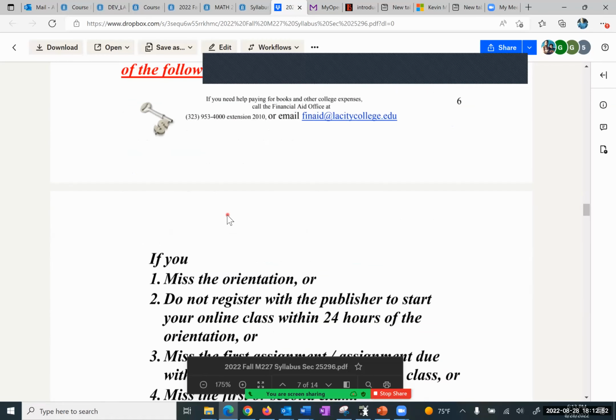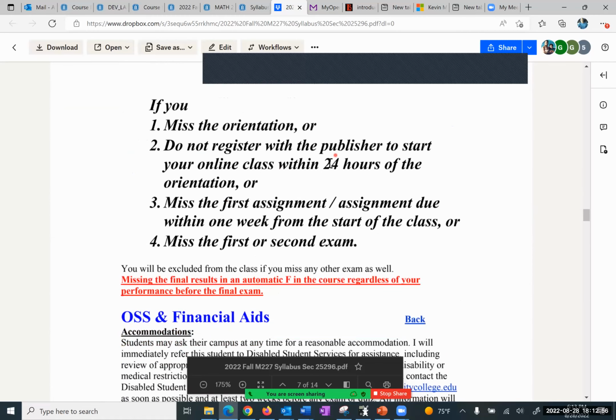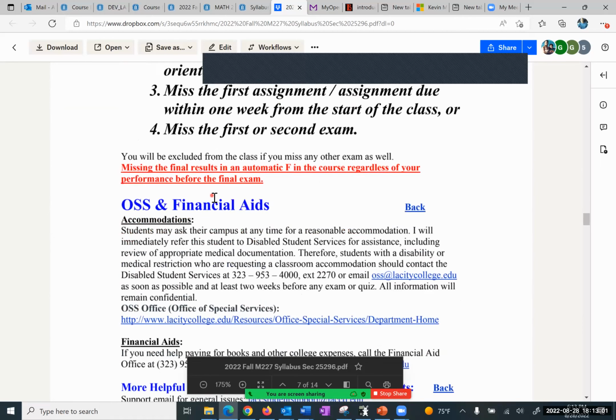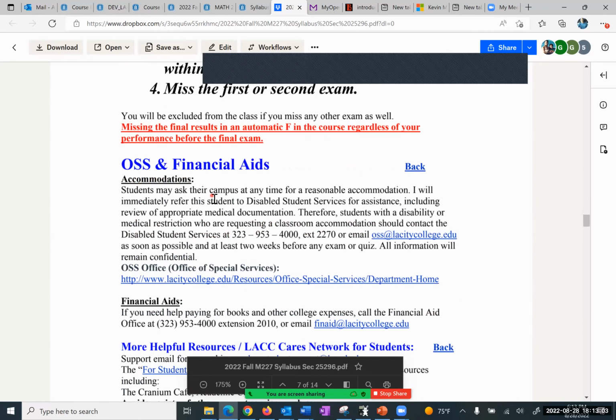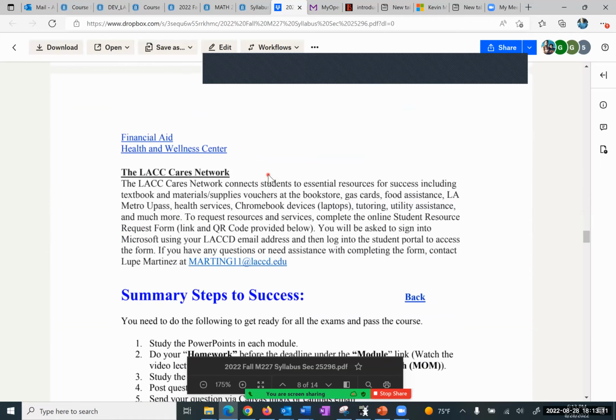Then we have the drop policy. If you miss the orientation or do not register with the publisher immediately or miss the first assignment or any of the exams, basically you will be dropped. You're already here. I think you're in good shape. And then I have information about OSS and financial aid. And there are more helpful resources I've got here.